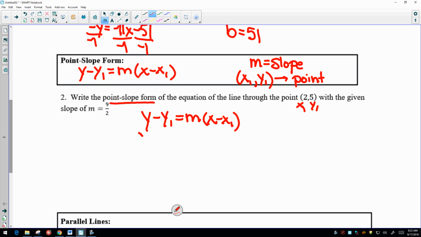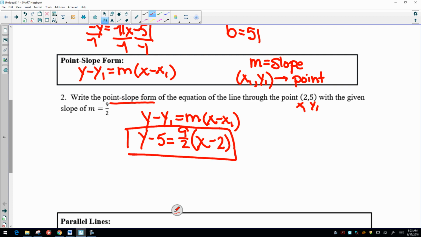So y is going to stay y. y1 is our point. We have our point is 5. In place of m is your slope. Our slope is 9/2. And then we have x, stays x, minus x1, which is coming from our point, and that's 2. So we could stop here, because that's what the question is asking us to do. It's saying we want to write the point-slope form of the equation. This is our point-slope form, and at this point, we would be done.